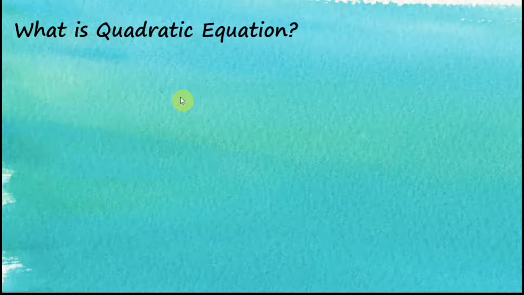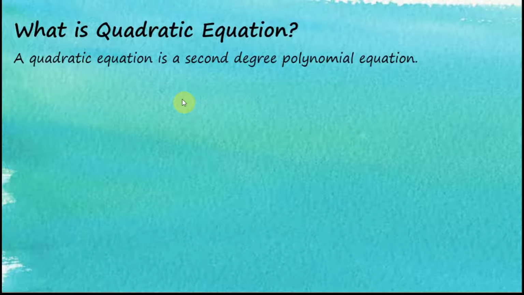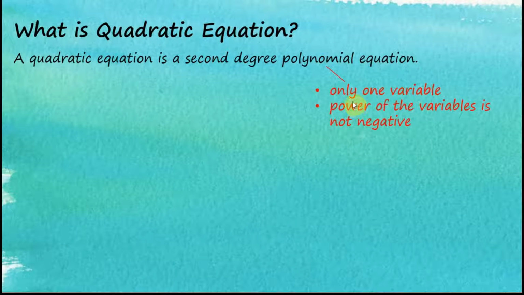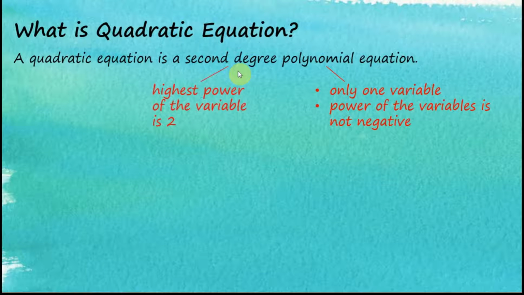What are quadratic equations? By definition, a quadratic equation is a second-degree polynomial equation. What does this mean? In our lessons, when we talk about a polynomial equation, it means an equation with only one variable and the power of the variable is not negative. And second degree means that the highest power of the variable is 2.